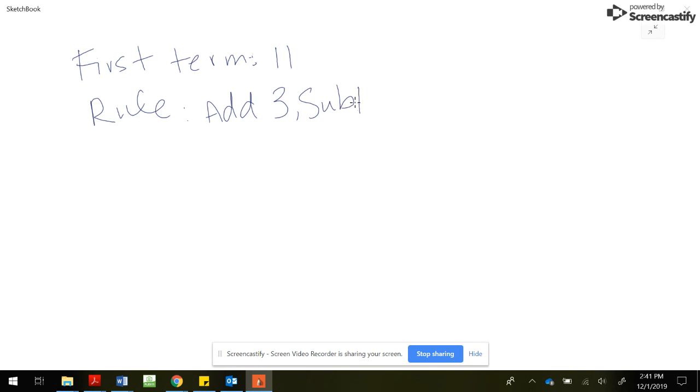that say our first term is 11 and the rule is to add 3, subtract 1. Let's say it tells us to write the 5 numbers. So I'm going to start with 11. Now what I want to do here, these are 2 separate rules. I'm not in the same step adding and subtracting because that'd really just be like adding 2.